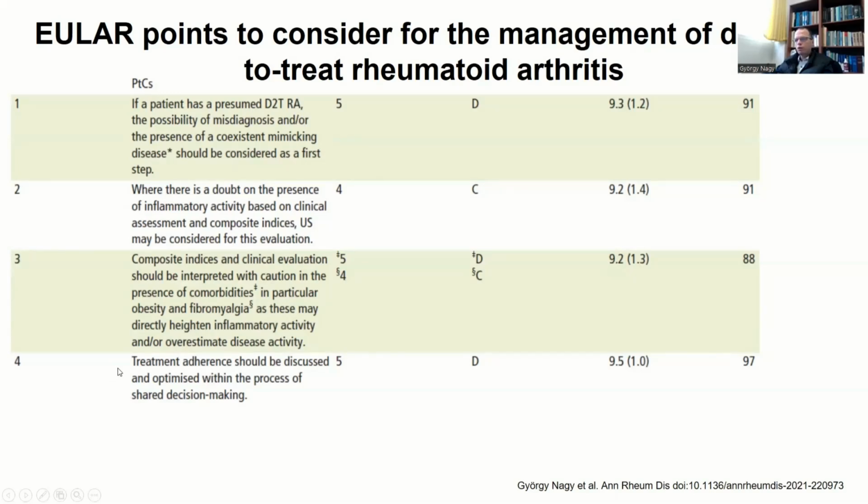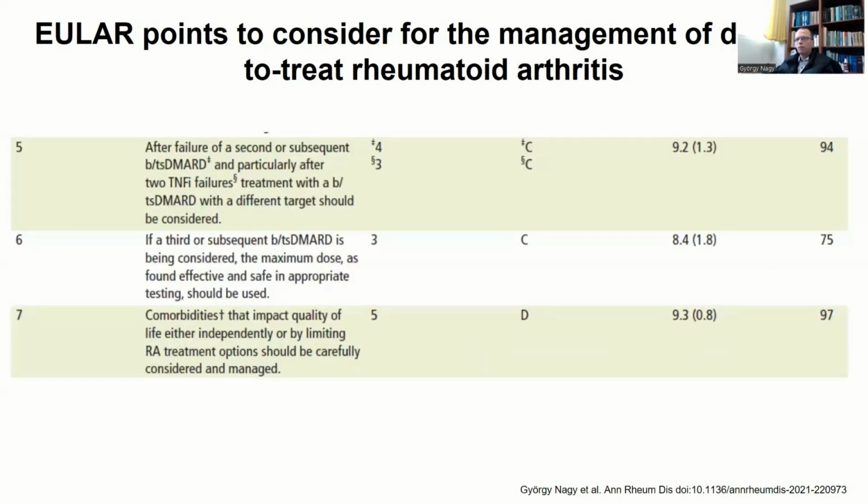And the fourth point is regarding the treatment adherence, which is important, of course, in all chronic diseases. And here we recommend that treatment adherence should be discussed and optimized within the process of shared decision making. So we should discuss with the patient that treatment adherence is essential, and we should be sure that patients understand that the shared decision making is crucial, and then they should adhere to the medication.